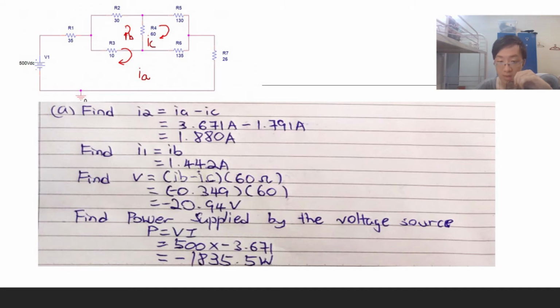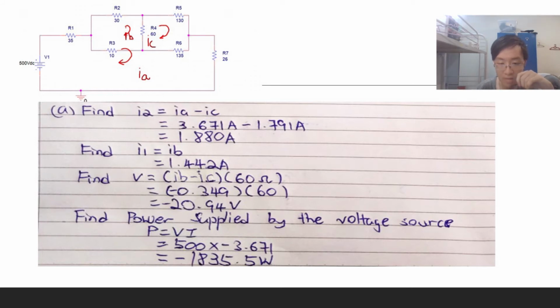Next we need to find the current I1. Actually I1 is equal to our mesh current IB, so it is 1.442 ampere. Next, we need to find the potential difference V for the 60 ohm resistor. The solution is IB minus IC times 60 ohms, using the formula V equal to IR, Ohm's law. So we get the answer, negative 20.94 volts.